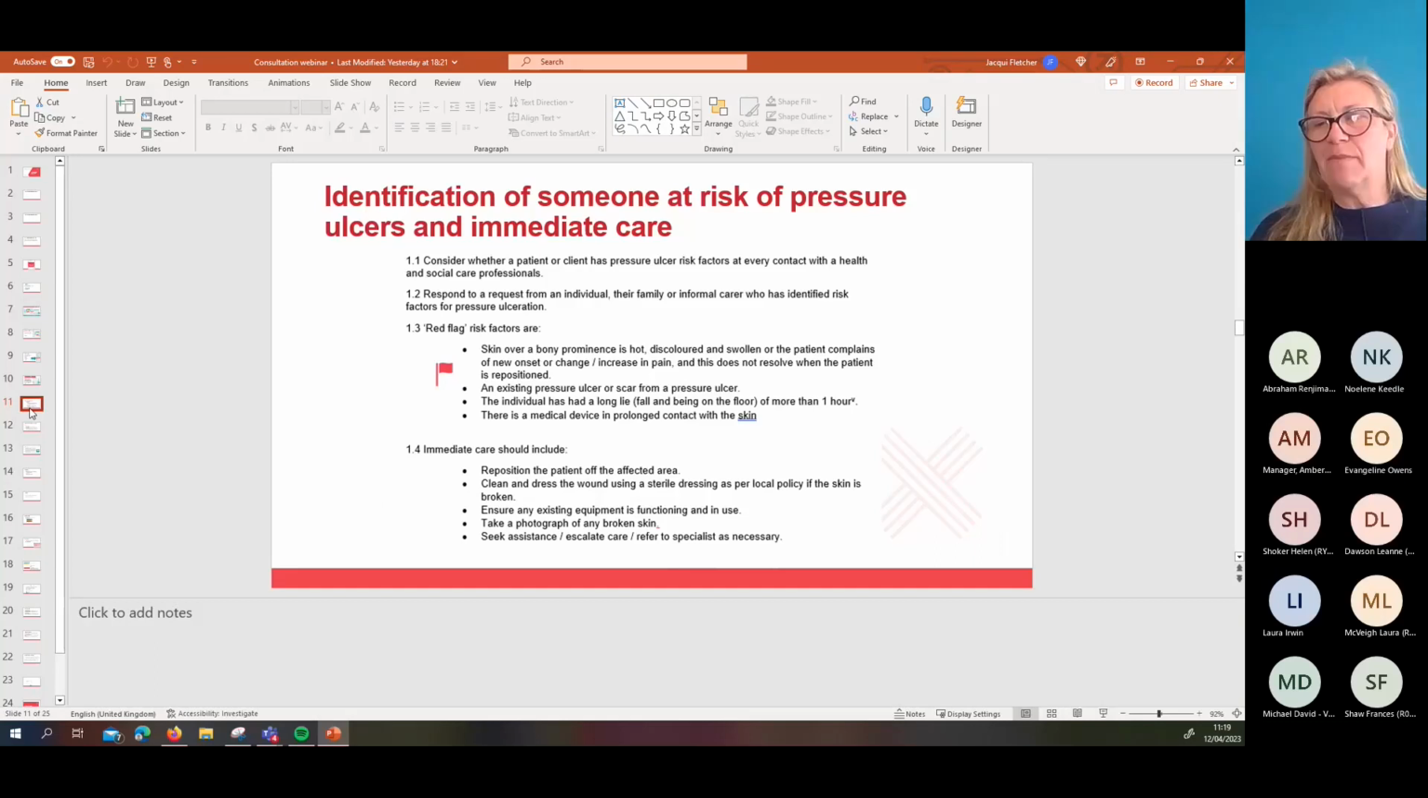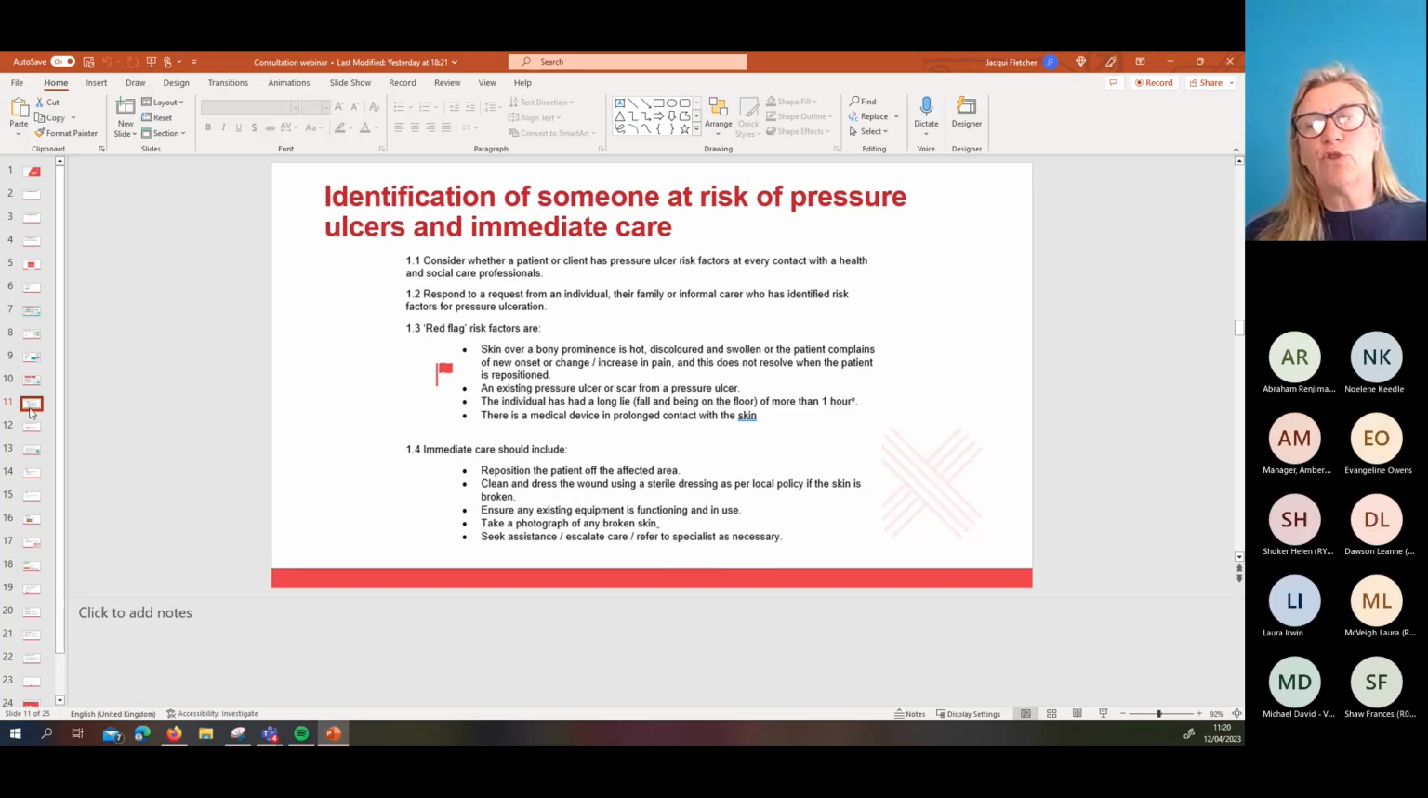So this is what the recommendations look like. And really all I'm showing you here is what underpins that pathway. The first thing in the recommendation is that immediate response. What should you be doing? And very importantly, it says that whether a person is being seen by somebody from health or social care, there should be an immediate consideration if they have a risk factor.